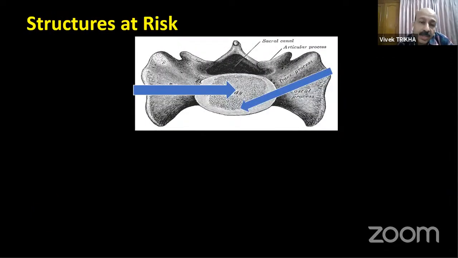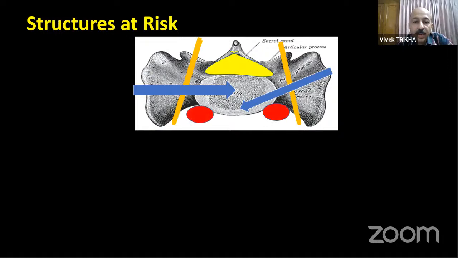Now we come to the structures at risk. Remember, you are going from bone to bone in here. So you have the ureter and the L5 nerve roots, which are going over the sacral ala. You have the sacral canal on the posterior side. You have the common iliac arteries on the front, which are bifurcating into the external and the internal iliacs, and the ureters just going adjacent to them.